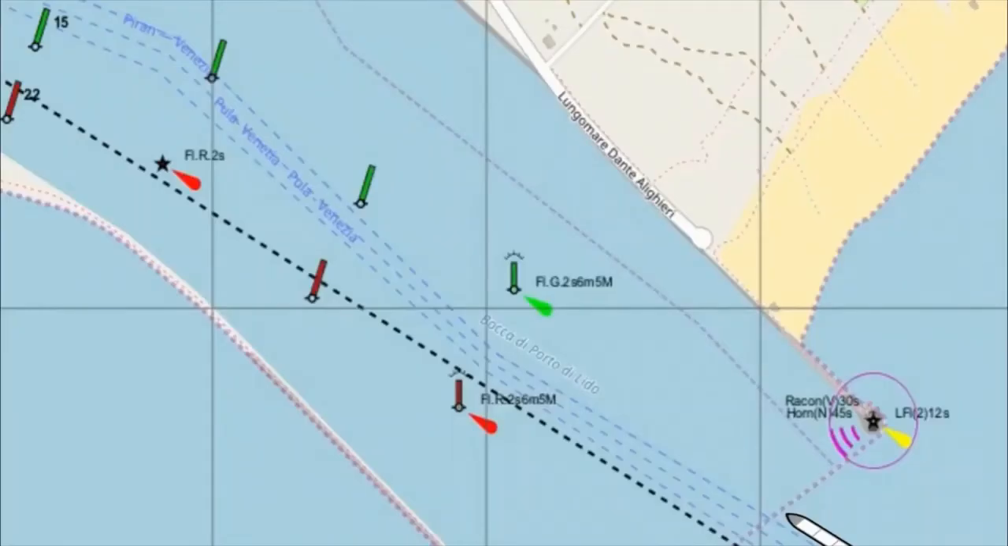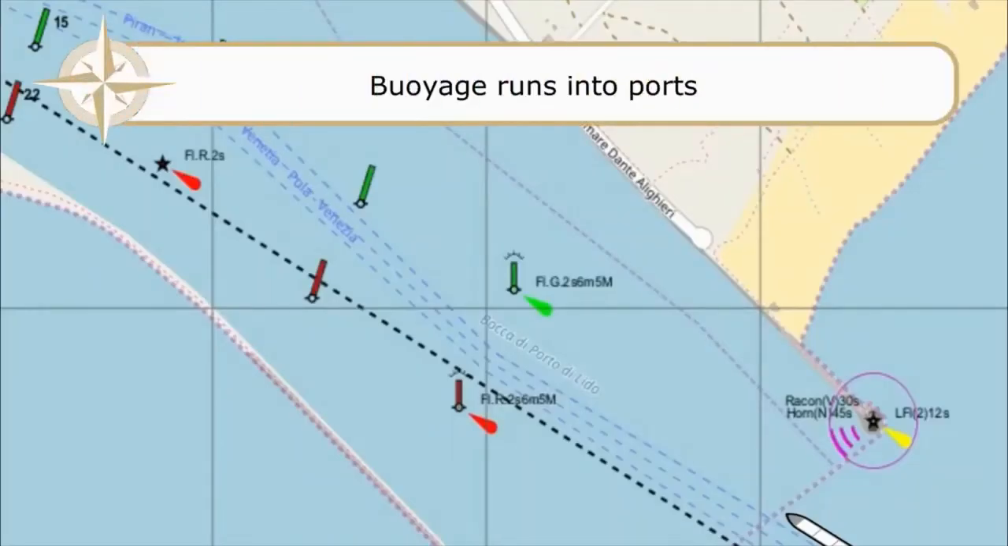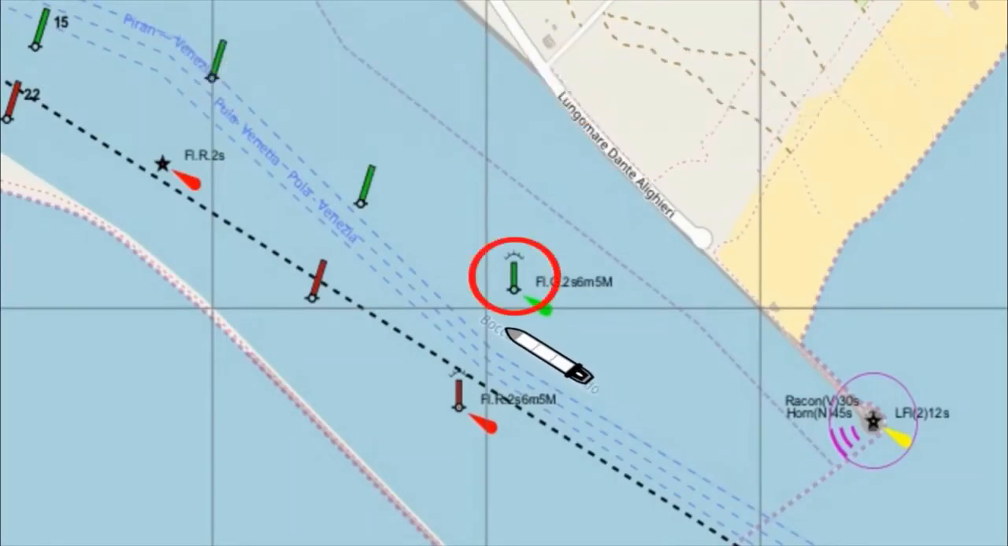Another way to tell is direction of buoyage will run into ports. We can see this vessel approaching Venice. She knows she's going in, so she's going to be following the direction of buoyage. She'll leave the starboard marks on the starboard side and the port marks on the port side. Of course, in this particular case it's quite obvious because you're just staying between the marks, but you may get an instance where there's only a green mark or only a red mark.